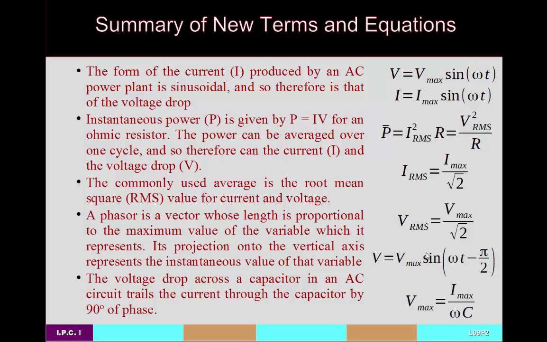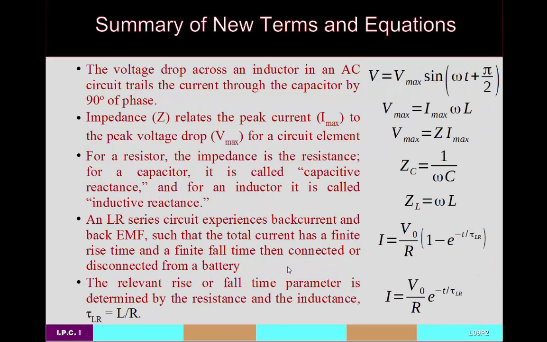The maximum voltage in any case is the maximum current divided by the angular frequency times the capacitance. This 1 over omega C term is in fact the capacitive reactance, which is the impedance for a capacitor. If you look instead at an inductor, then you get that the voltage drop in the circuit will lead by 90 degrees.